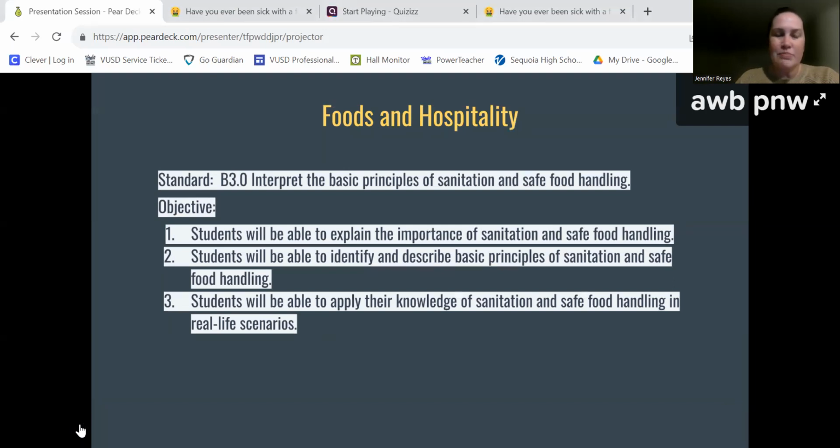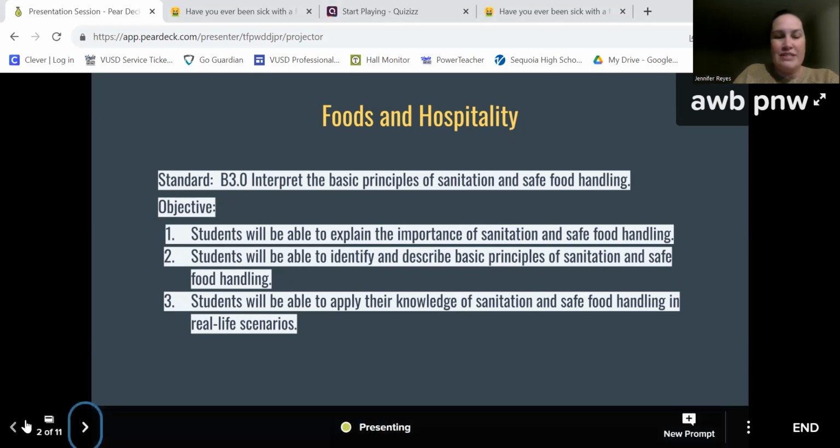So the standard is B 3.0, how to interpret the basic principles of sanitation and safe food handling. The objective, there are three parts. First, students will be able to explain the importance of safety and sanitation and food handling, and then students will be able to identify and describe basic principles of sanitation and safe food handling. And finally, students will be able to apply their knowledge of sanitation and safe food handling in real life scenarios.